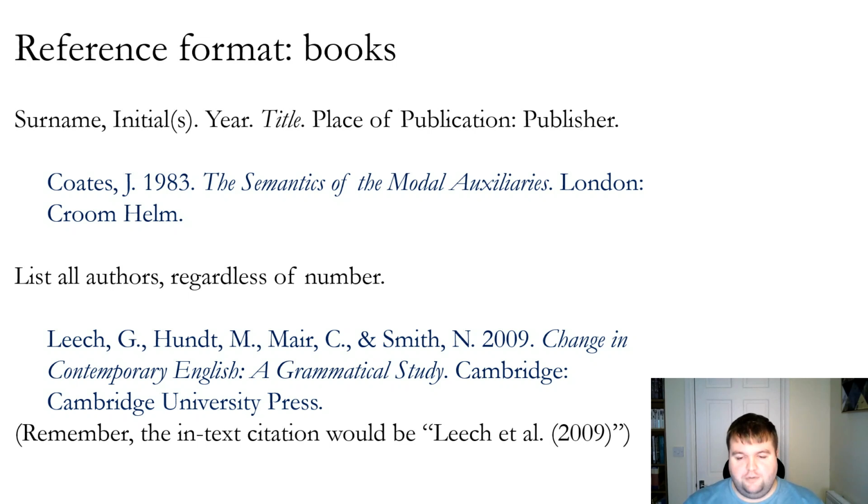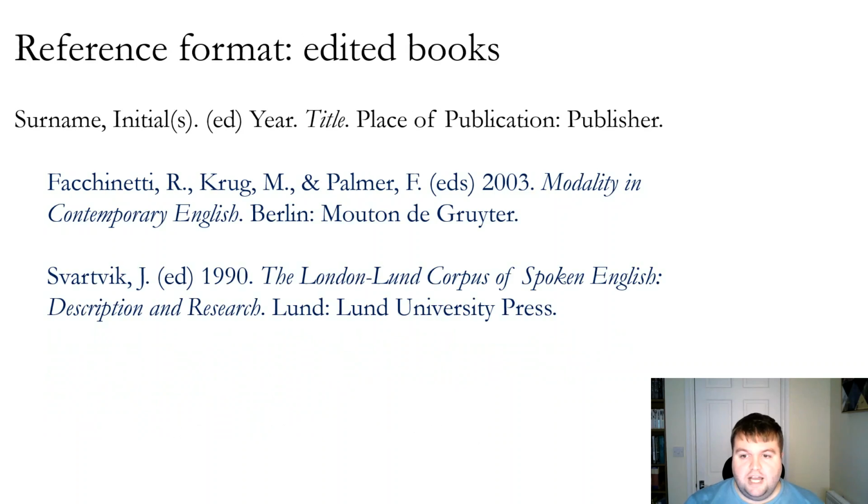However, luckily for us in English, most sources only have at most a small handful of authors. In the hard sciences, you're more likely to find papers with dozens and dozens, maybe even hundreds of authors. That is essentially non-existent in English. At most, you might have 5 or 6, but most commonly you just have 1, 2, or 3. So it's not so much to worry about. So you've got the list of the authors, and then the rest of the information is presented in the same way. For edited books, it's almost identical.